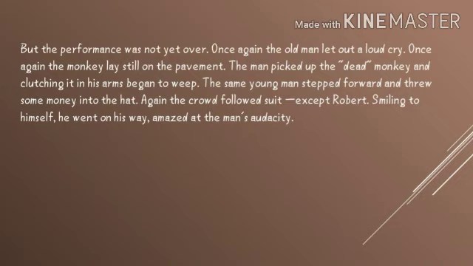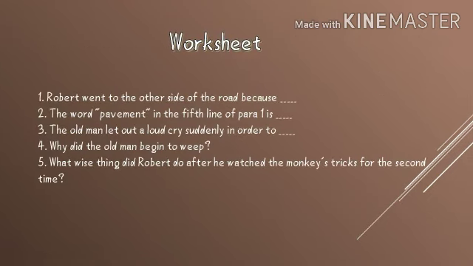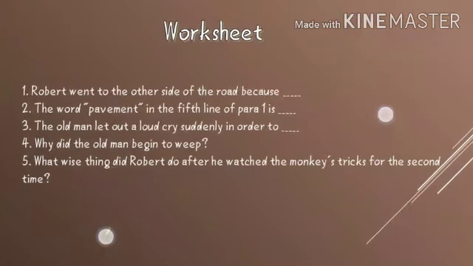So in this story, what we see is about the old man and the monkey. They were able to bluff the people, or fool people, in order to make a living, and Robert realizes that. That is a short story, and we have a worksheet with some questions connected with this story. These are the questions.